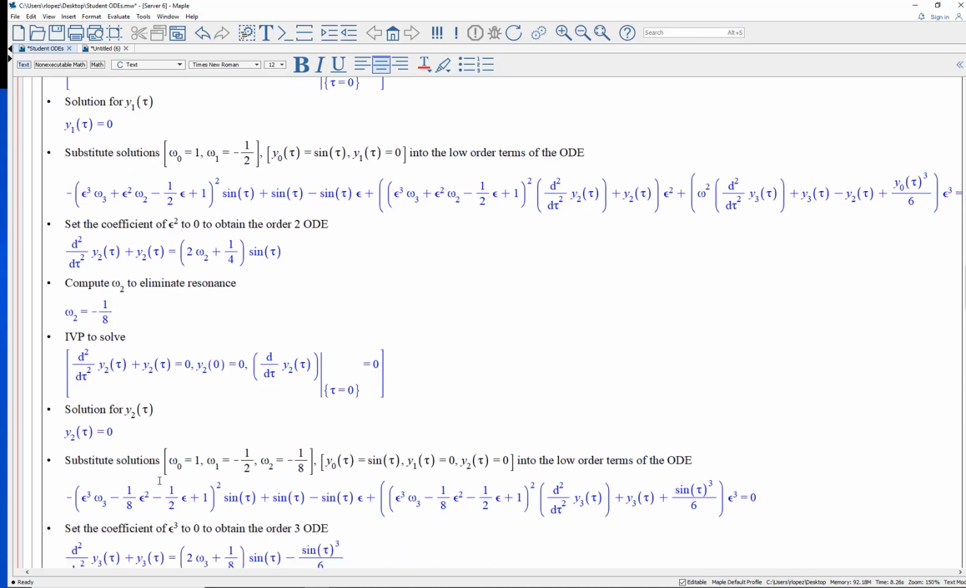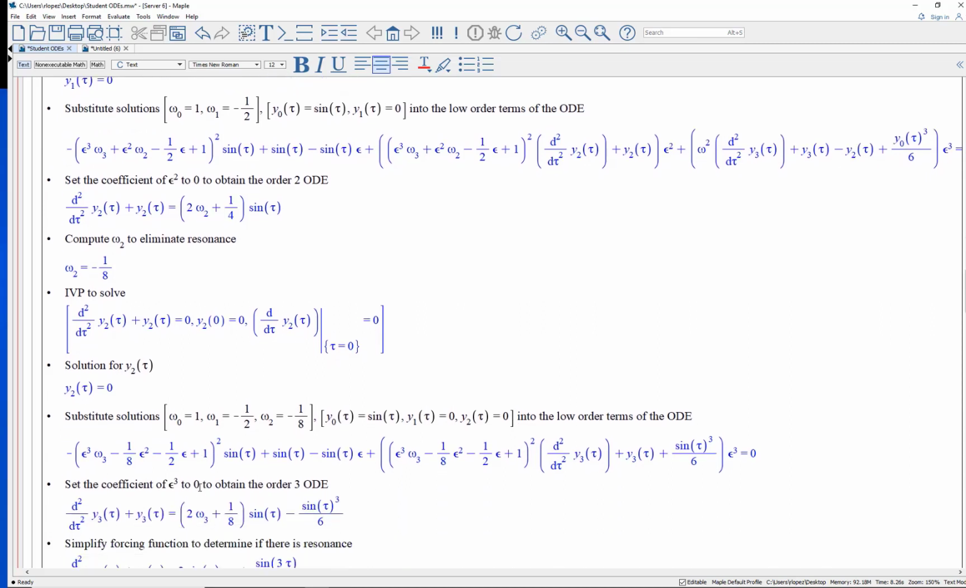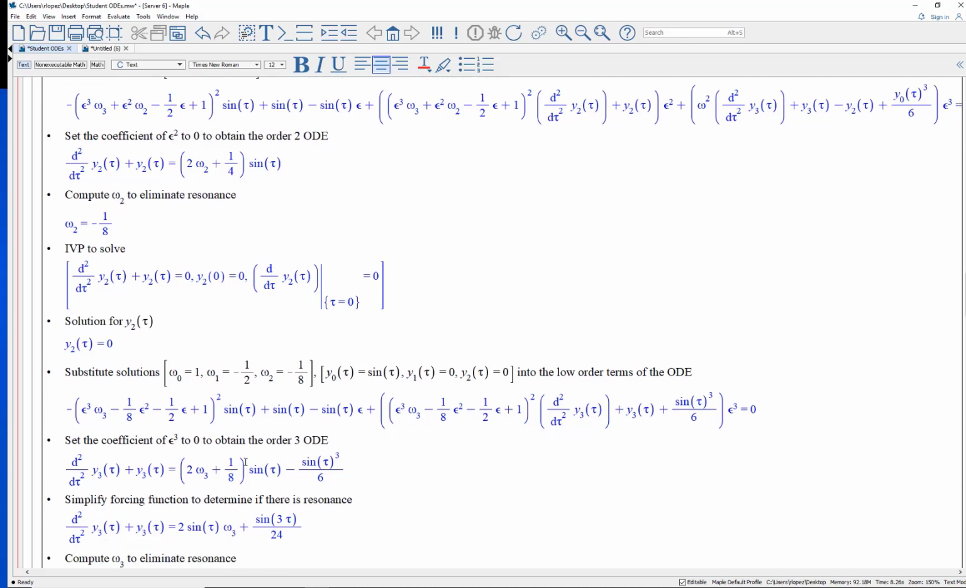That allows you to pick out the epsilon cubed coefficient, which is this differential equation needing to be solved. And here it's not clear whether or not you're going to get secular terms. A little bit of trigonometry puts this right-hand side into this form.